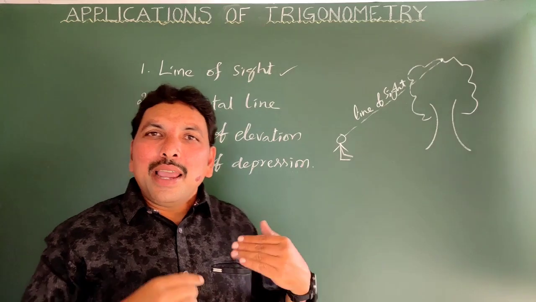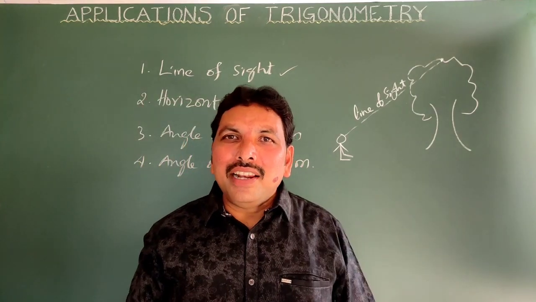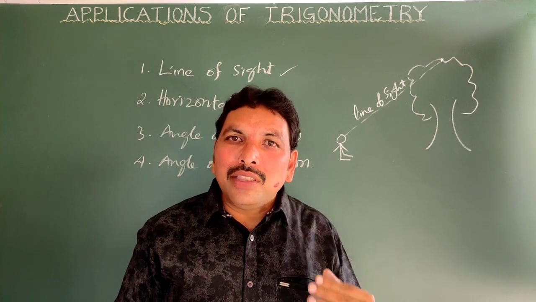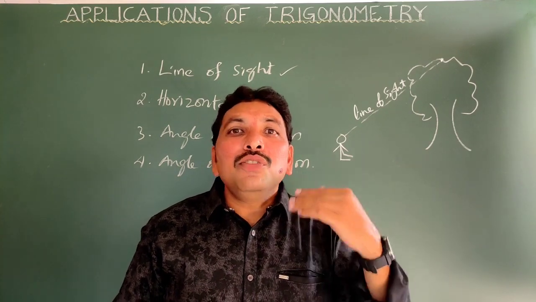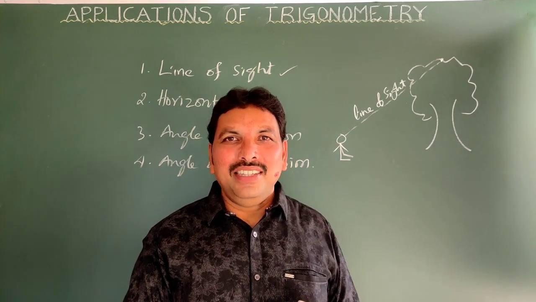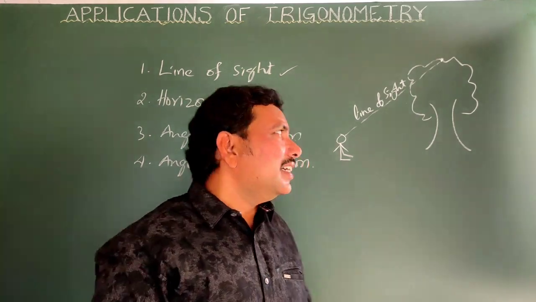Understood? This is the imaginary line in between the eye of the observer and the point on the object which is viewed by the observer. That is called line of sight. Have you understood clearly?